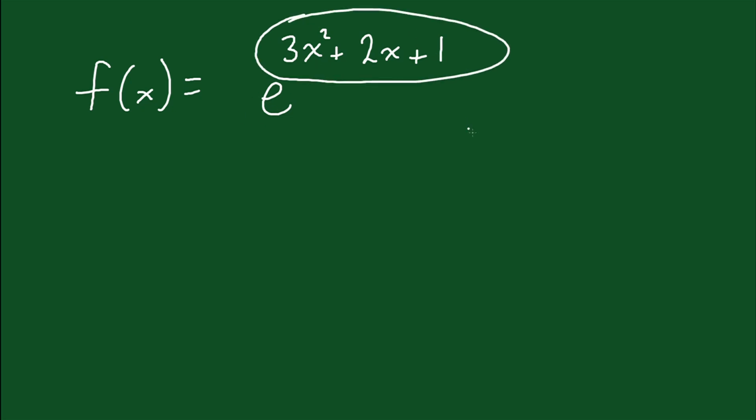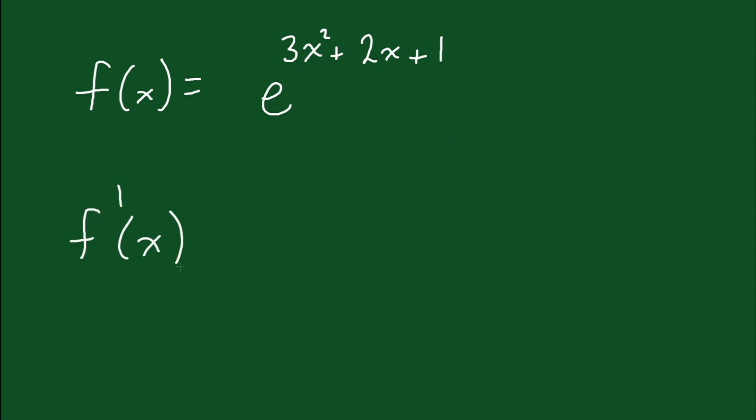So let's say we have the equation f of x is equal to e to the exponent 3x squared plus 2x plus 1. So it's an exponential with a base of e, but in that exponent we have an entire polynomial, not simply x. We have a long polynomial, it's actually a trinomial. How do we take the derivative of this?